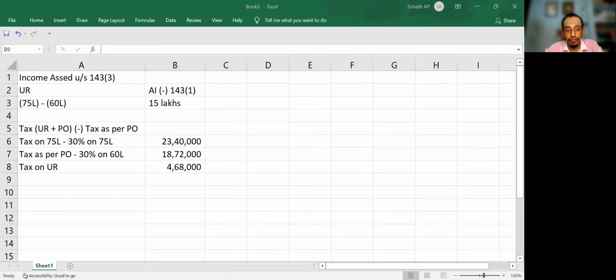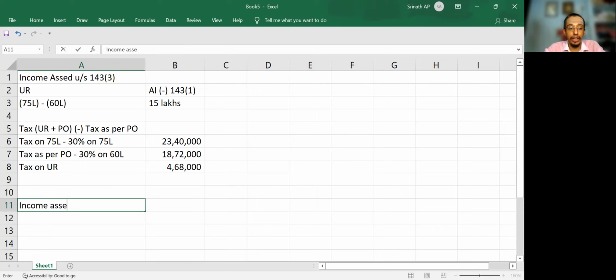What is the problem? So if it is misreporting, it is 4 lakh 68,000 into 2. If it is others, 4 lakh 68,000 divided by 2. Hope you are able to understand this discussion.